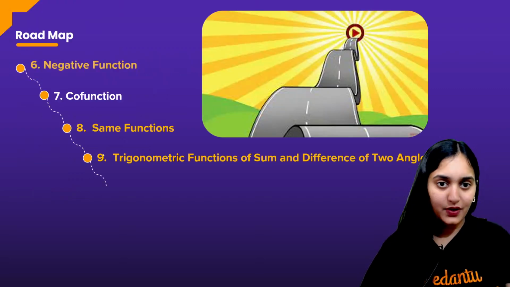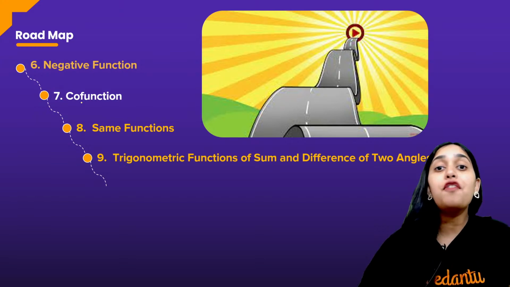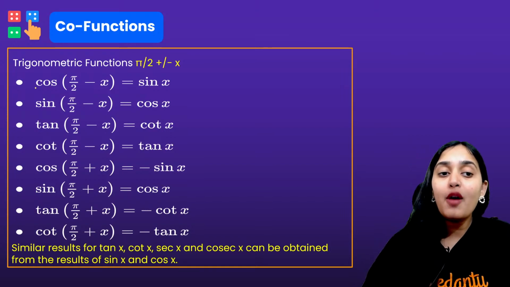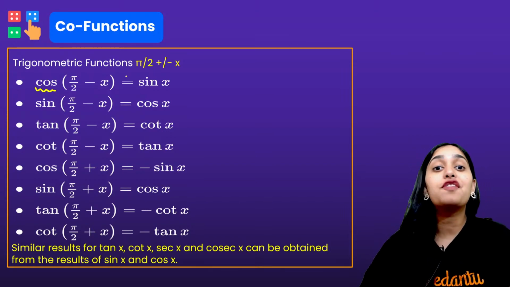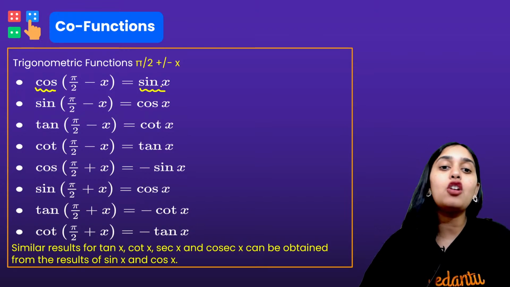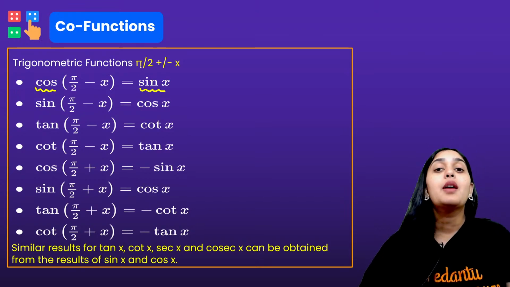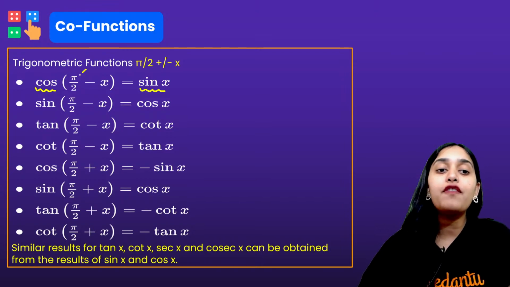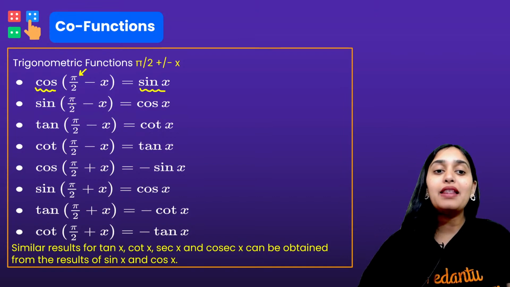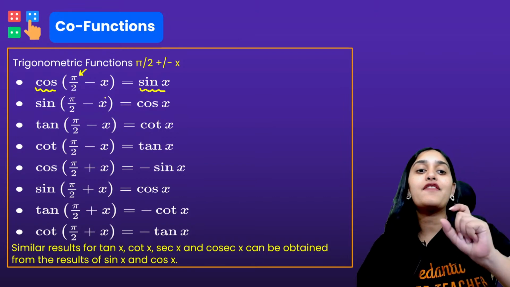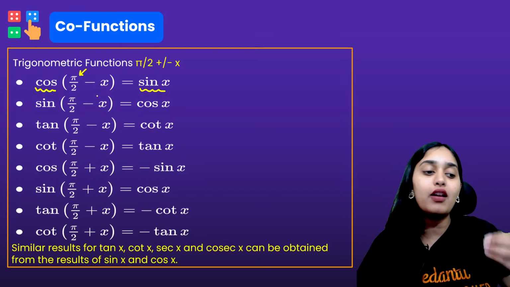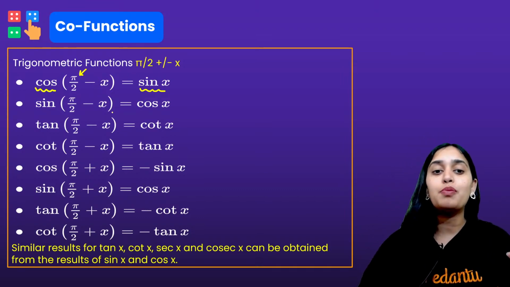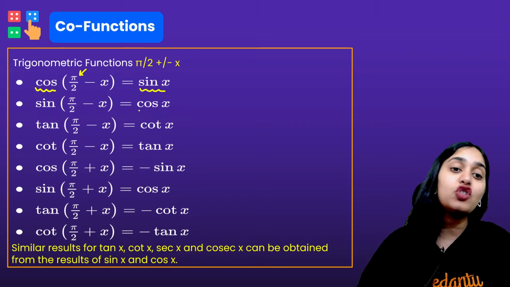That's your answer. Next, cofunctions. What are cofunctions? A trigonometric function gets transformed into another trigonometric function, in pairs, when there is a difference of 90 degree. When the angle is having a difference of 90 minus x or 90 plus x, that is pi by 2 minus x or pi by 2 plus x, then the trigonometric function changes.